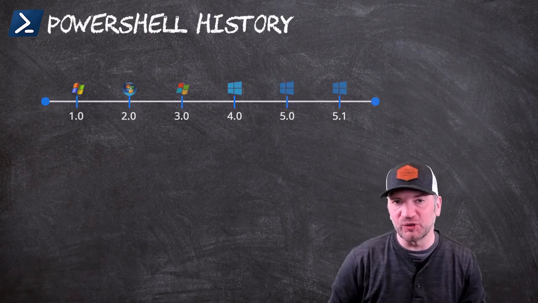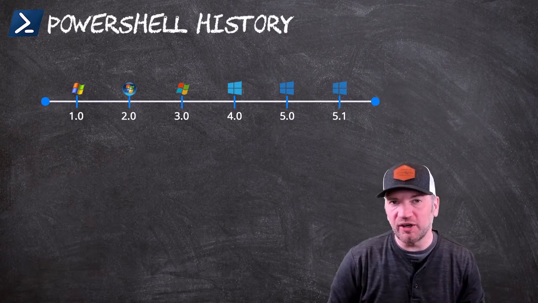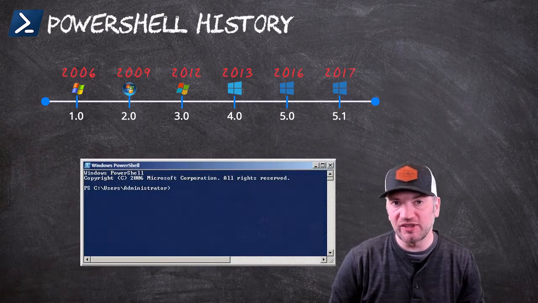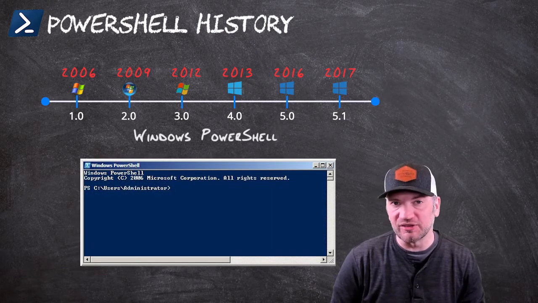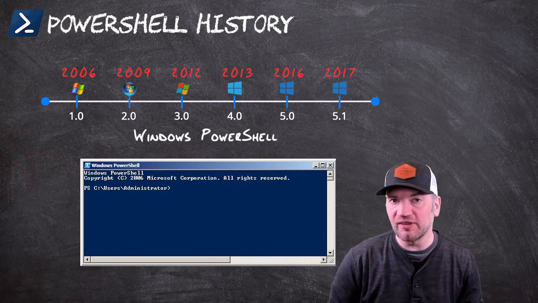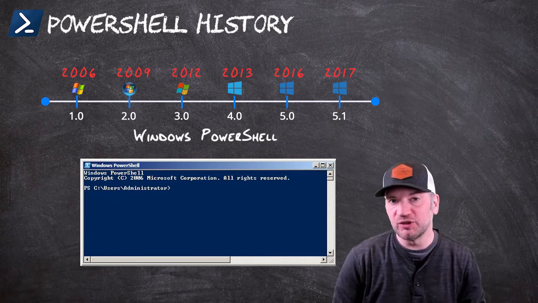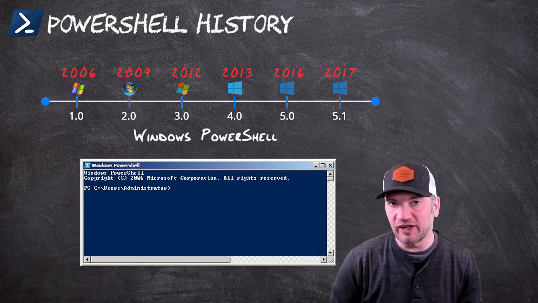Let's begin with a quick history lesson. Windows PowerShell 1.0 was released back in 2006 and shipped with 130 commandlets. About every 3 years or so beyond that, we got a new version of Windows PowerShell up until 5.0 launched in 2016. Then a year later in 2017, we got the final version of Windows PowerShell 5.1.